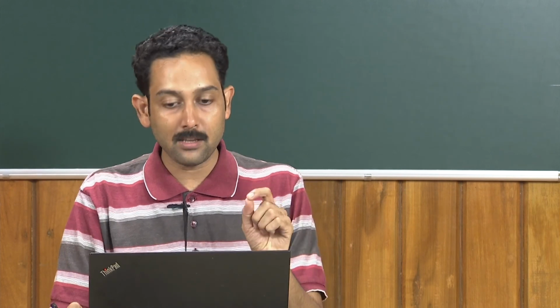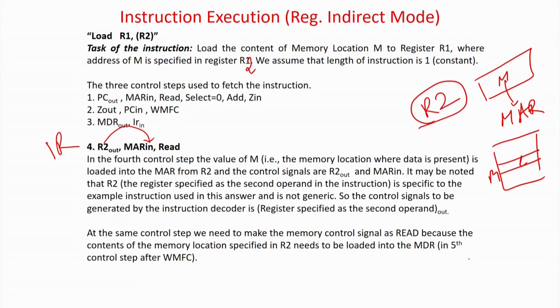For all other cases, if you had some instruction like, as I told you, load R1, M, what we used to do? We used to load the value of M from the instruction register directly to the memory address register. But in register indirect mode, if you observe, what we are doing? We are directly taking the value of R2 and loading it to the memory address register.